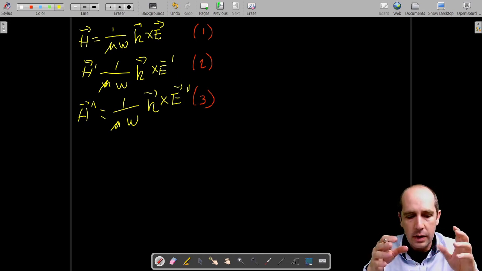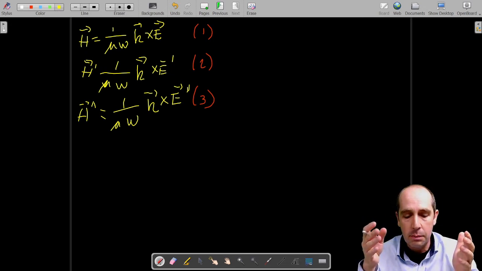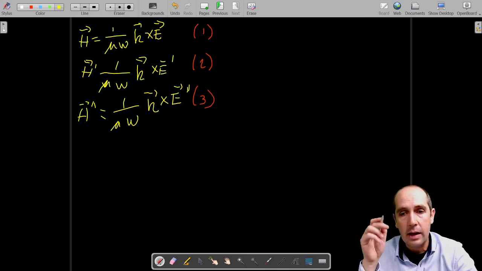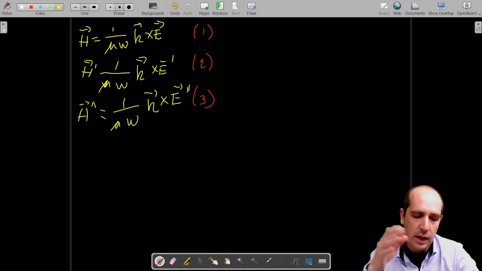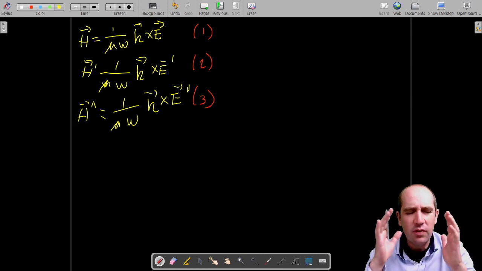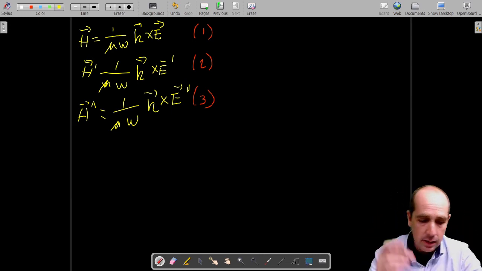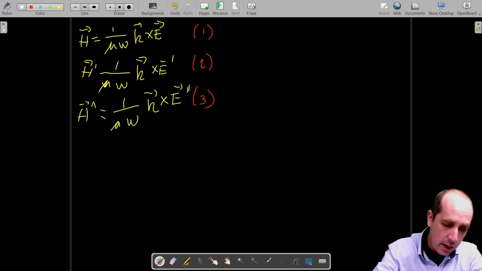All these waves share the time and space dependence of e to the ik dot r minus omega t, where just the k is different in each one of them, but the rest is the same. So, okay, now we have to divide into two cases.